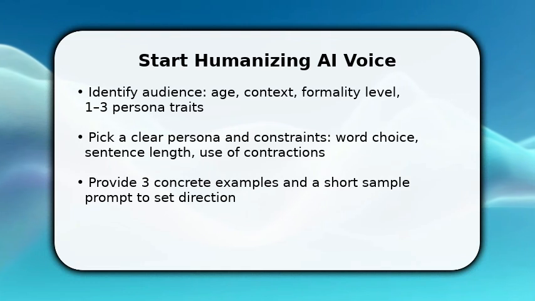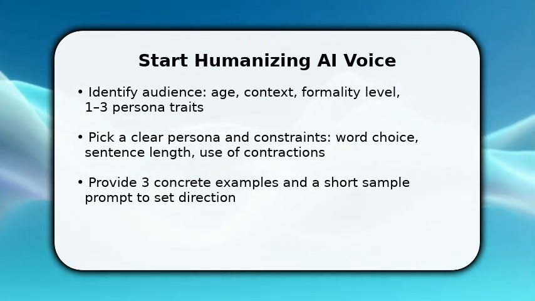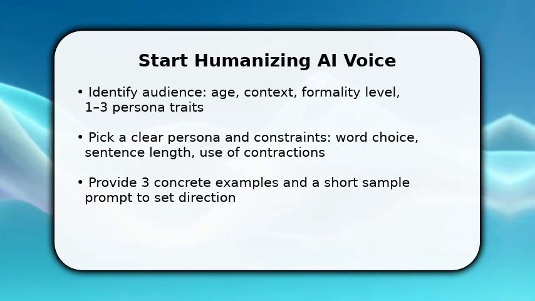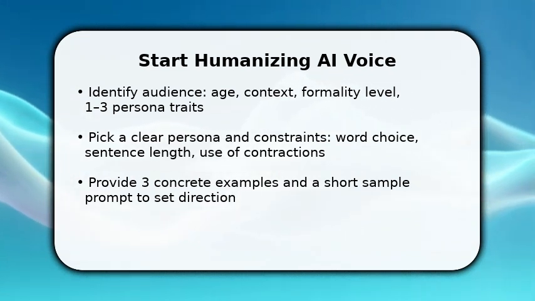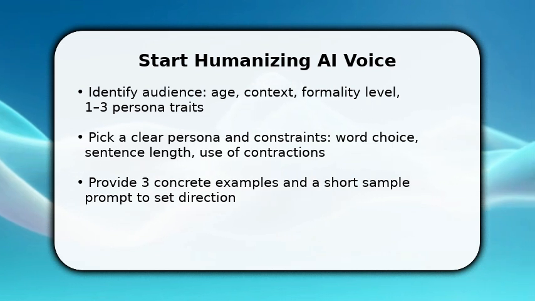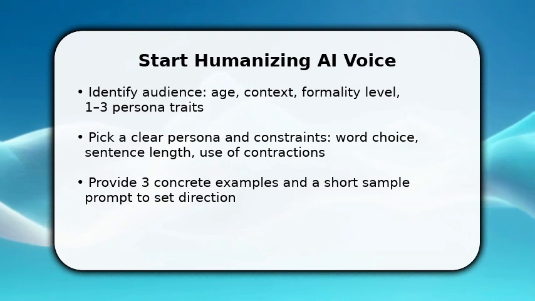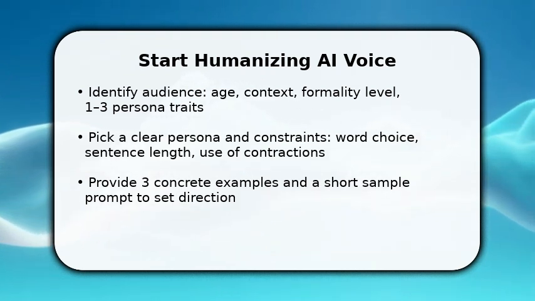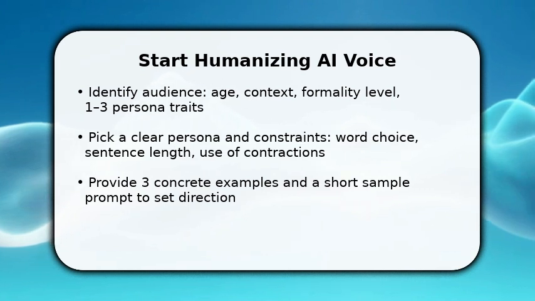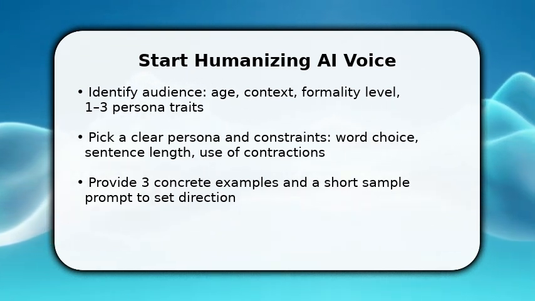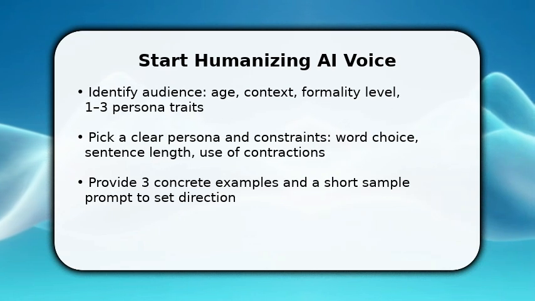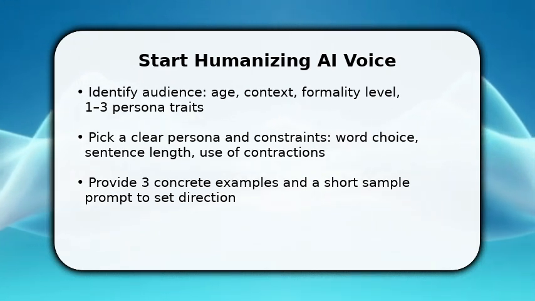You begin by locking in who you are writing for and the persona you want. Explain why. Audience shapes vocabulary, tone, and pacing. Persona guides word choices. Once done, give the model 3 short examples showing desired phrasing and 1 explicit constraint like avoid jargon or use contractions. Make sure to set sentence length ranges and a simple prompt template so the AI starts producing human-like drafts immediately.